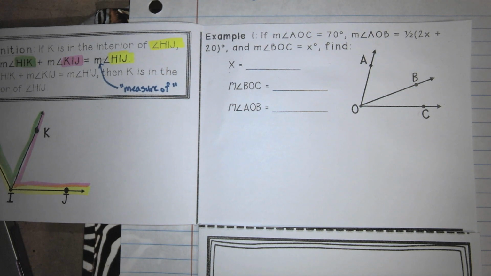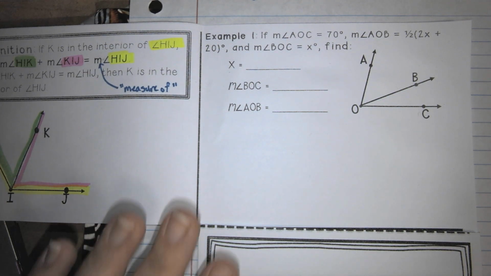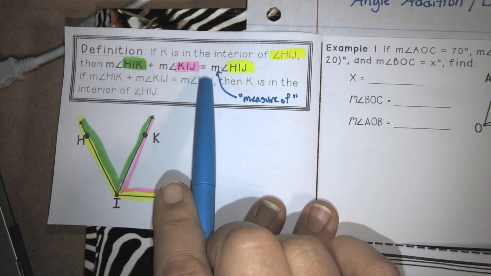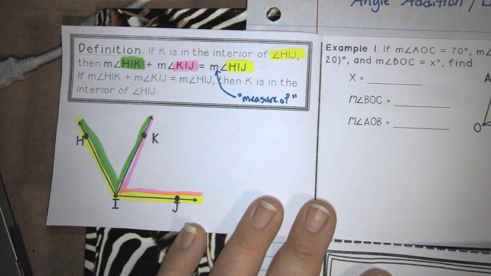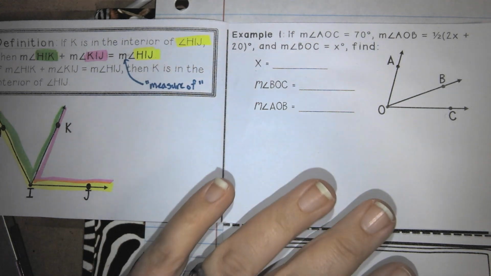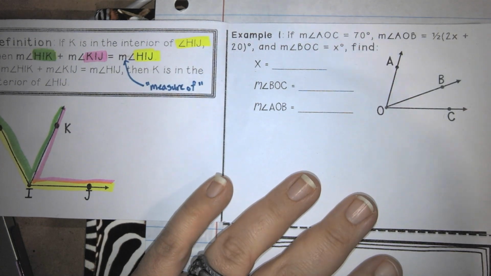So we're going to have to solve an equation here to find what x is equal to. But before we can solve an equation, we have to set up an equation. What we need for an equation is to look for two smaller angles that I can add up to equal a larger angle. So if we look at this diagram, I'm going to start filling in some of the information that they tell us. It says the measure of angle AOC is 70 degrees.